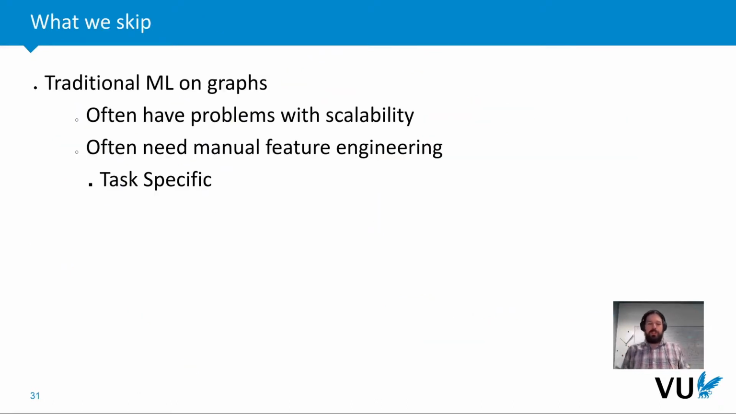Traditionally, there are some machine learning methods for graphs, which we will skip in this lecture. These are methods which try to do manual feature engineering, for example. They manually try to extract certain features of the nodes in the graph and feed that into a machine learning algorithm. Very often, these methods are task-specific and have problems with scalability, and that's why we'll not go into them further, but they do exist.